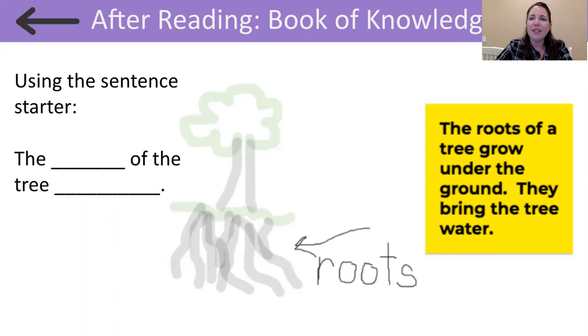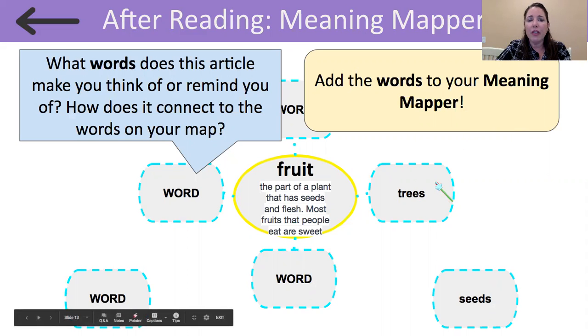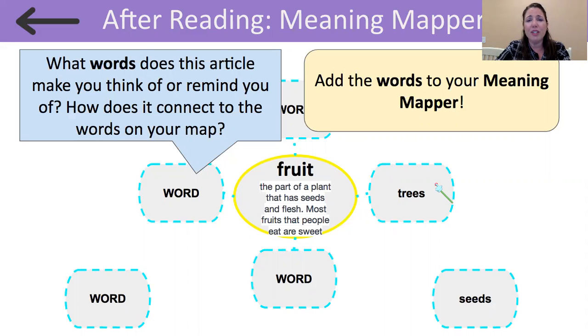So readers, take a moment now and take out your meaning mapper. Okay, so if you have your meaning mapper ready, whether you have a piece of paper or you have a virtual meaning mapper, let's think about our word fruit. That's our focus word for this week. And as we were reading this article, Trees All Around, what word made you think of the word fruit? Or connect it to other words that you jotted down on your meaning mapper? Take a minute and write those words down now.